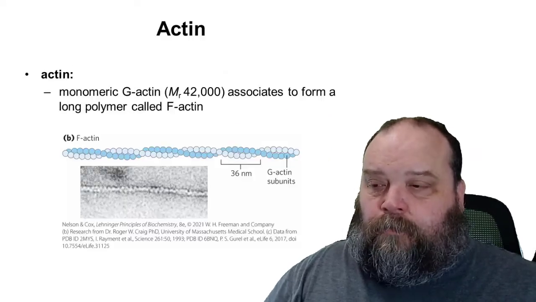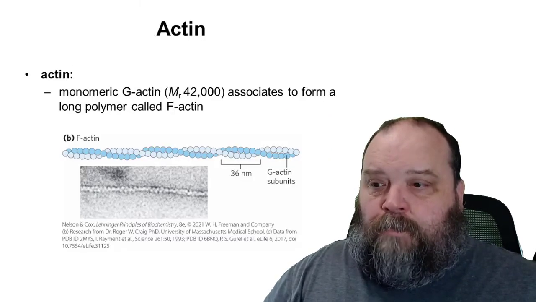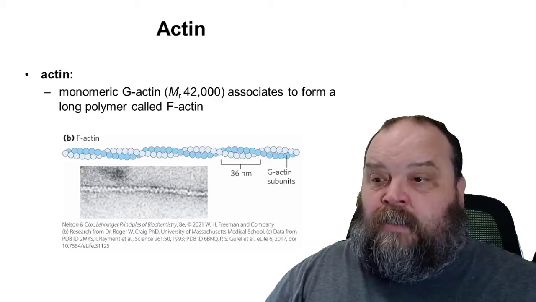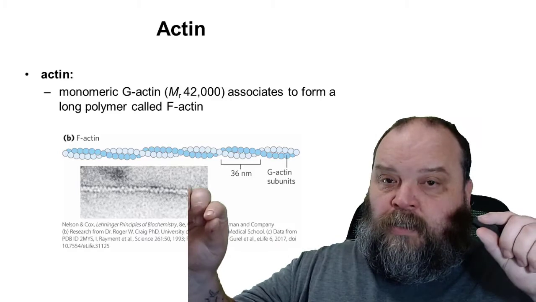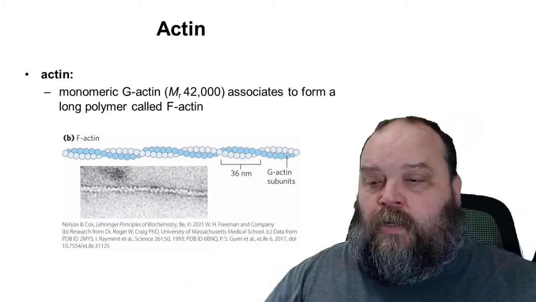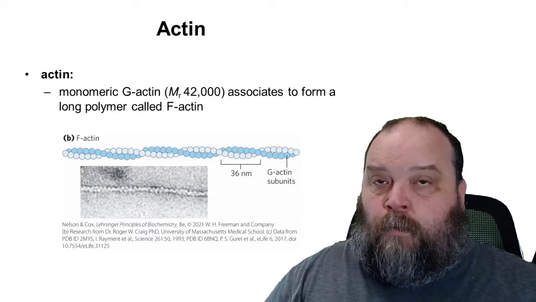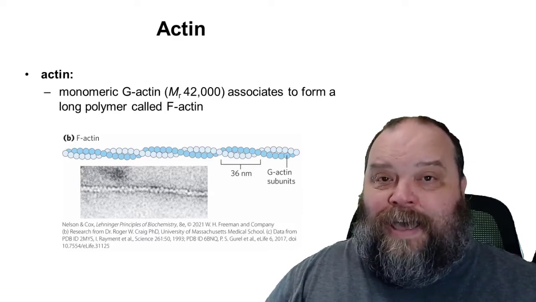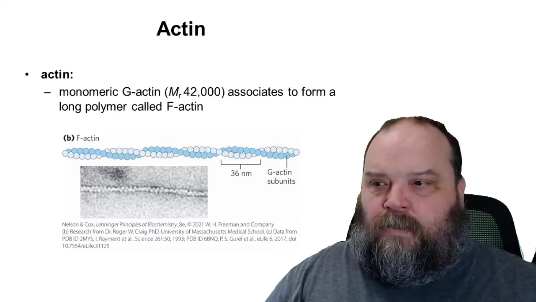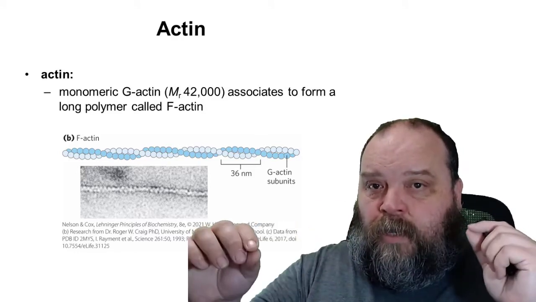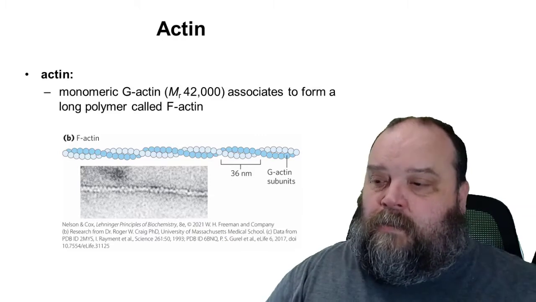Actin is composed of G subunits of actin, G-actin, that are just polymerized, and then they are wrapped around each other in a right-hand twist to form the long polymer known as F-actin, filamentous. G-actin's the subunit. String enough of them together, you get F-actin, the filament.